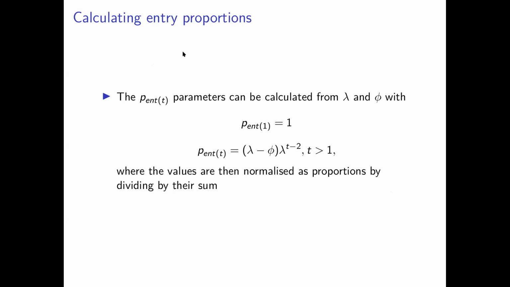Once you fit a Popan lambda model and estimate lambda, you can calculate the entry proportions using this relation, this expression. So if you set the first entry proportion to 1, you can define all of the other entry proportions for t greater than 1 using this expression. And once you've done that, you can divide all of them by the sum of all of them, and that will give you proportions.